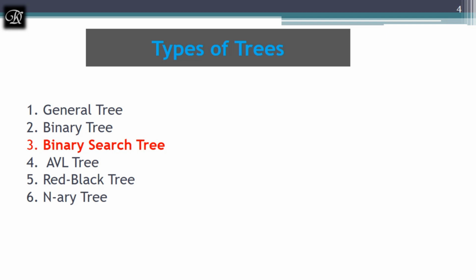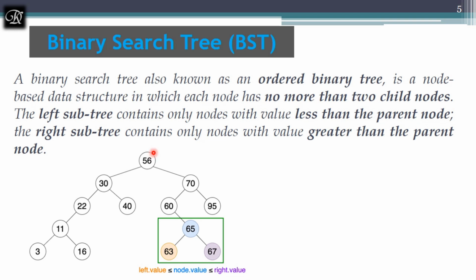Let's see how many types of trees there are. There are 6 types of trees, where we are going to concentrate on the binary search tree according to the question. We'll see what a binary search tree is all about. The binary search tree is also known as an ordered binary tree. It is called an ordered binary tree because it is going to have the numbers in order.